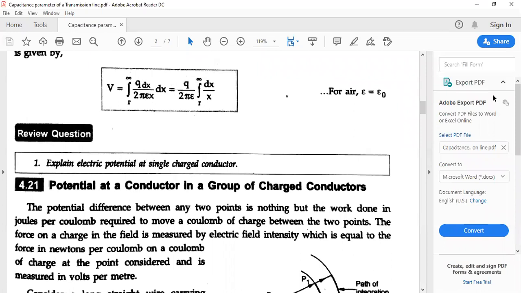So that is how you find out the electric field of a single charged conductor. Now the electric potential V, that is how you can find out the electric potential at a single charged conductor. So in the next video, we are going to find out the potential at a conductor in a group of charged conductors.